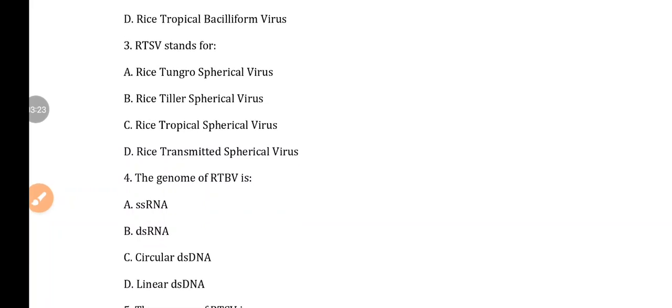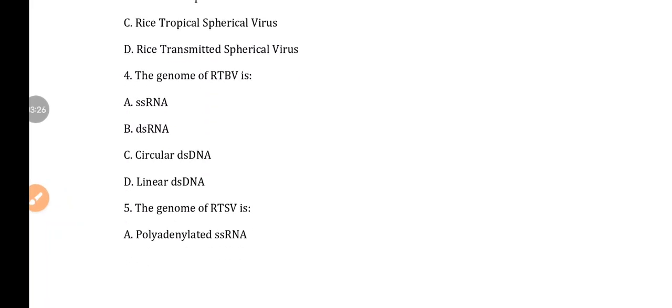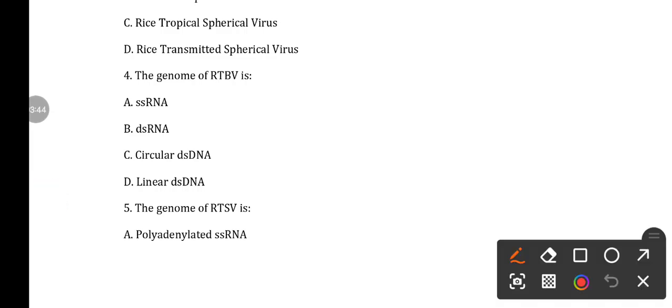So this is about the virus. Then about the genome: the genome of RTBV, or Rice Tungro Bacilliform Virus, is option A, single stranded RNA; option B, double stranded RNA; option C, circular double stranded RNA; or option D, linear double stranded RNA. So here the answer: if it is Bacilliform, then it contains double stranded circular DNA. This is a DNA virus, double stranded circular DNA.